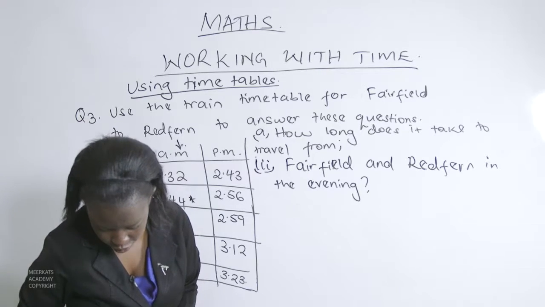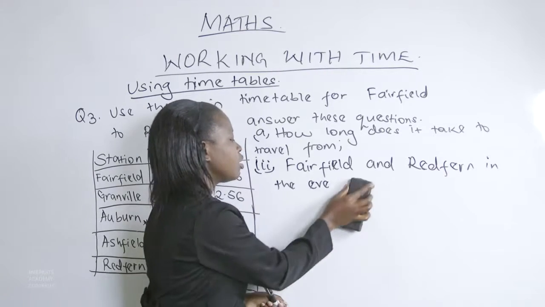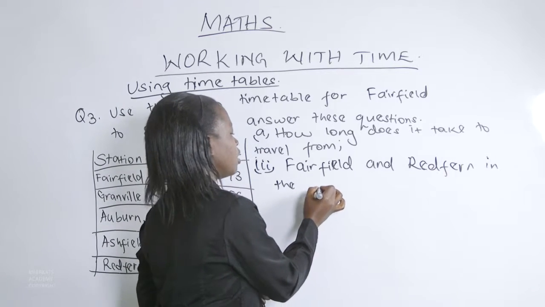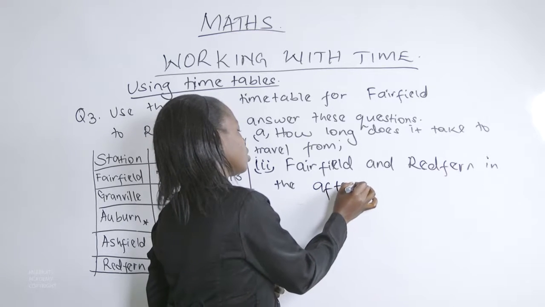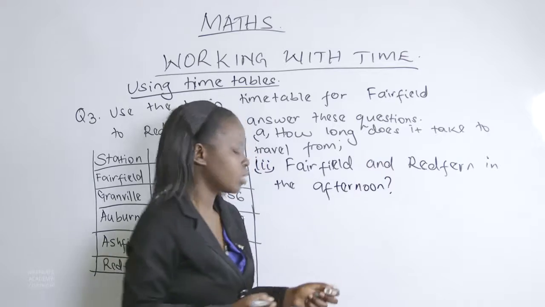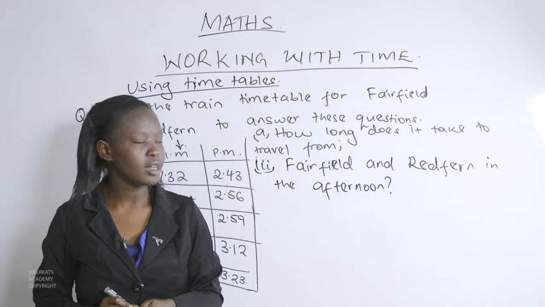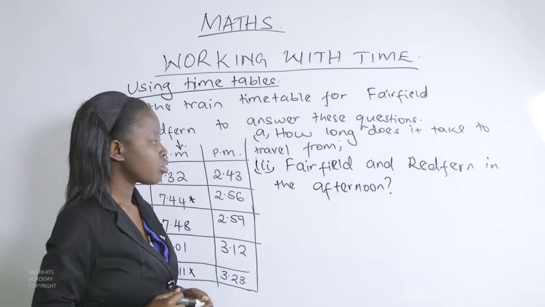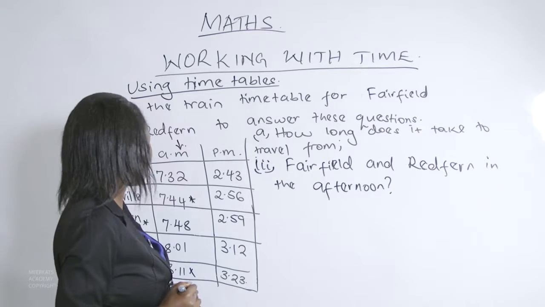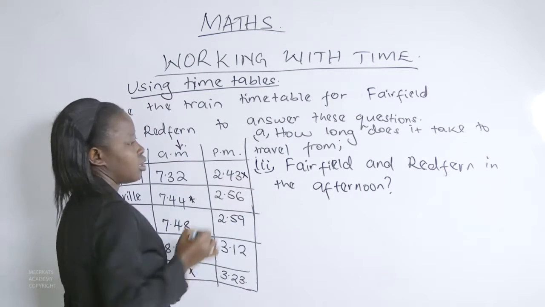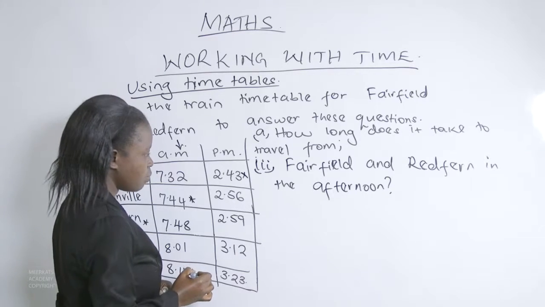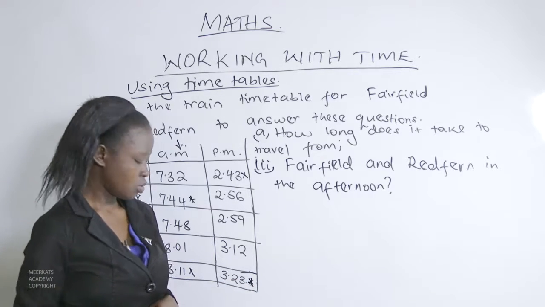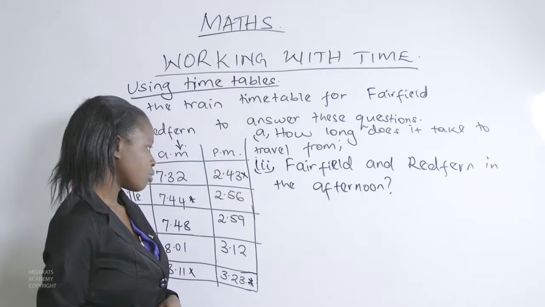So we need to find the time taken by the train between Fairfield and Redfern in the afternoon. Afternoon is indicated by the PM. So we need to find out what is the time of this train at Fairfield. We have 2:43 p.m. Then at Redfern, we have 3:23 p.m. So what does this mean?